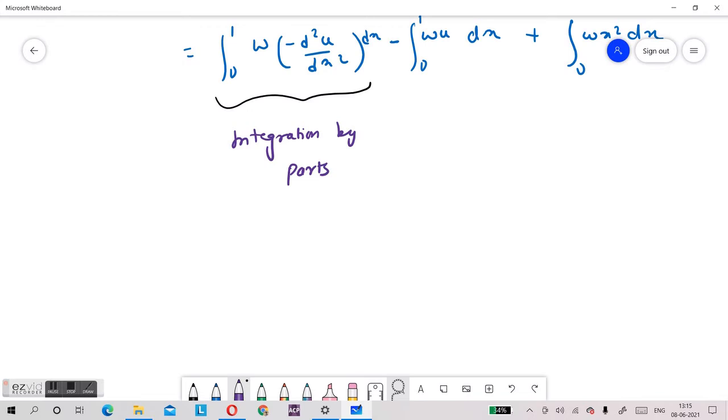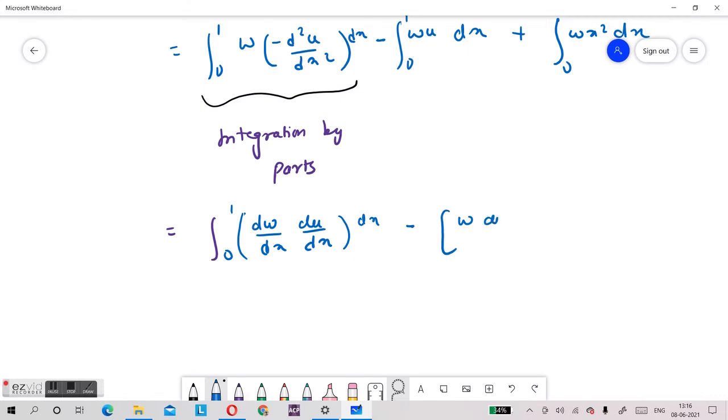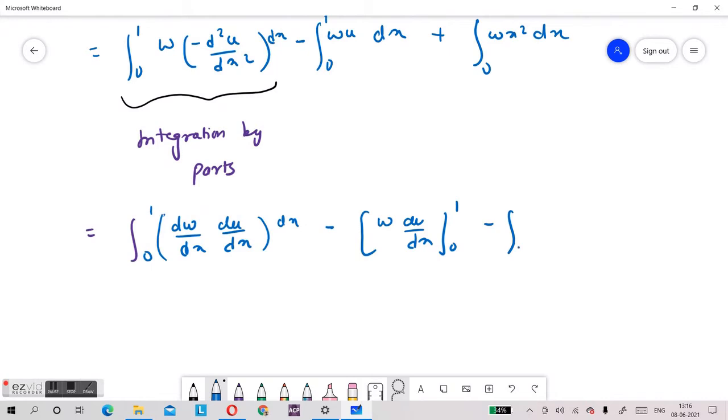So the differentiability will change here. There is a 1. It will be dw over dx, du over dx, dx plus w. Here this term will be minus w du over dx, limit 0 to 1. What we applied is integration by parts. The rest of the terms will come out the same way as written.